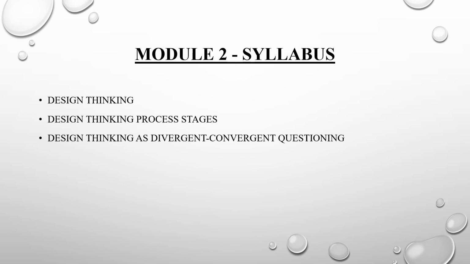Then next, design thinking as divergent and convergent questioning. And last, design thinking in a team environment. So these are the 4 important topics that you need to study in this module. From these topics today, we are going to discuss the design thinking approach and the design thinking process 5 stages in detail. So first, let's discuss the design thinking approach.